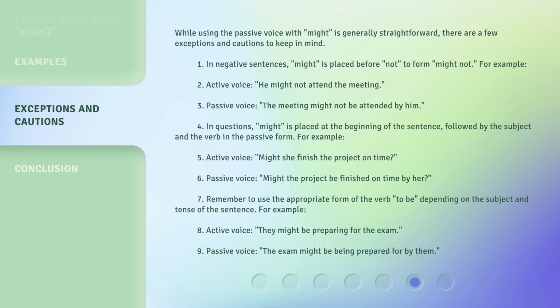Three. Remember to use the appropriate form of the verb to be, depending on the subject and tense of the sentence. For example, active voice: they might be preparing for the exam. Passive voice: the exam might be being prepared for by them.